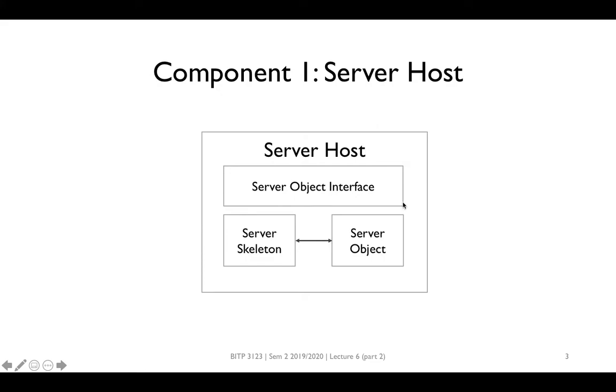The server object interface is an interface that inherits from one of the special interfaces from the Java RMI framework. This is the interface that enables methods to be invoked remotely. The server object interface will be implemented by the server object, where concrete implementation will be provided by this object. The server object is an instance of the server class.